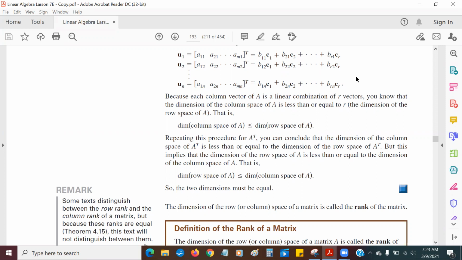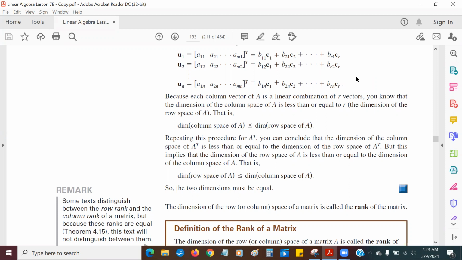Each column vector of A is a linear combination of R different vectors. And we know that the dimension of the column space of A has to be less than or equal to R, which is the dimension of the row space of A. So the dimension of the column space is going to be less than or equal to the dimension of the row space.